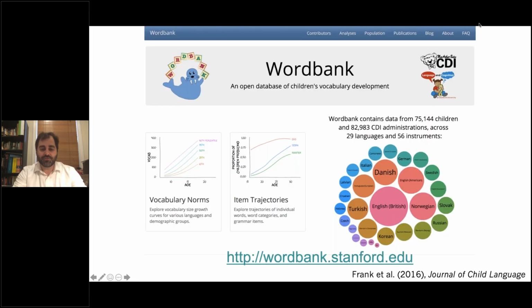So we reached out to folks that had done large-scale CDI norming studies that had been adapted for various different languages, and we asked them to contribute their data. Our contributors very generously allowed us to host their full open raw data on this website in a coherent framework that allows access via an API, as well as exploration on the web. So if you're interested in playing around, go to wordbank.stanford.edu and take a look at the interactive visualizations we have.